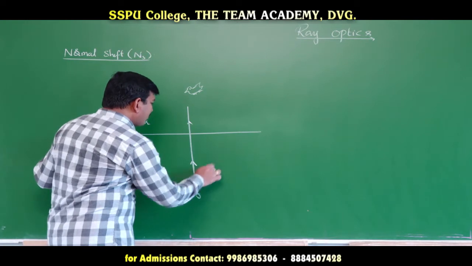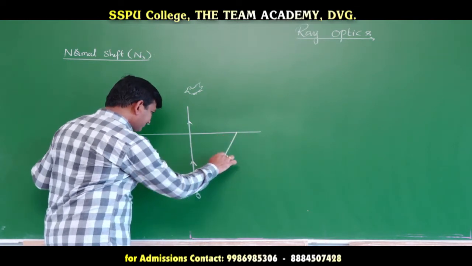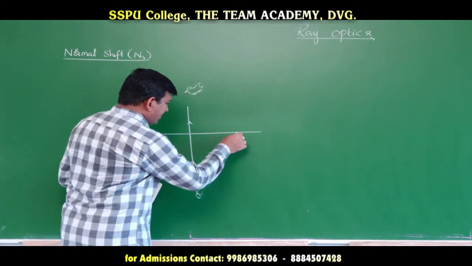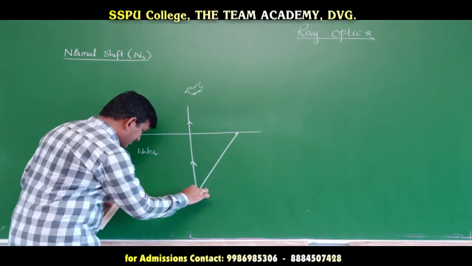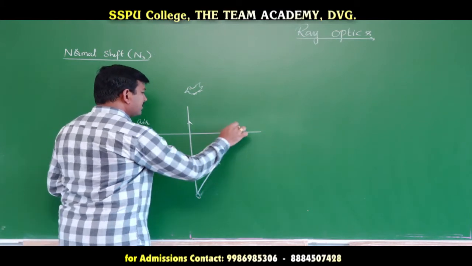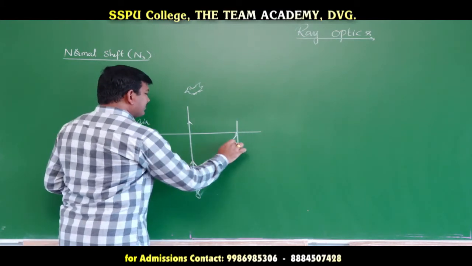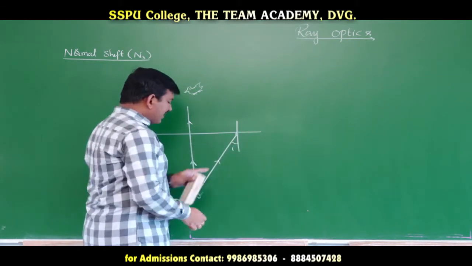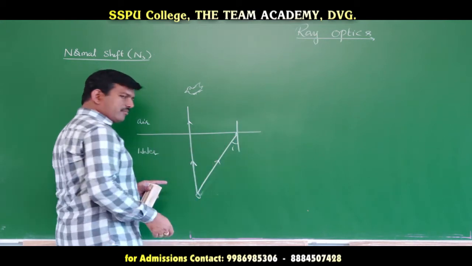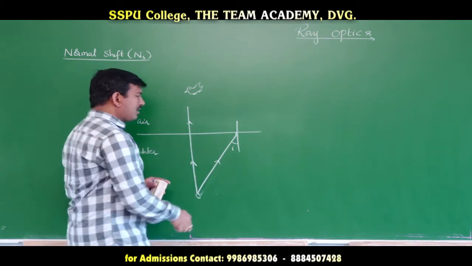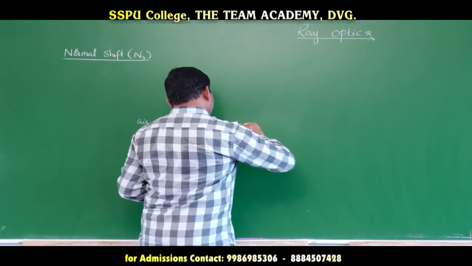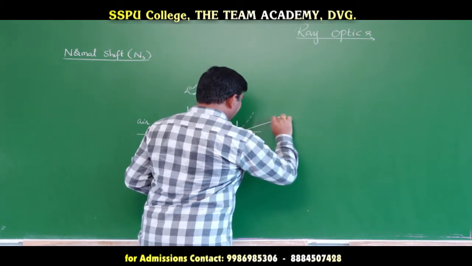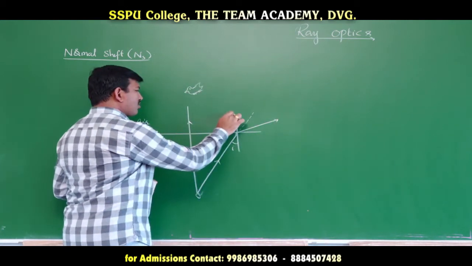But if I choose one more light ray, coming from the object and moving towards the interface, in this case this is the angle of incidence and this will be the angle of refraction. Here, the light ray is traveling from the denser medium to the rarer medium, therefore it should bend away from the normal. Therefore, instead of going like this, this light ray will bend like this. It will move away from the normal, because this is the normal line.